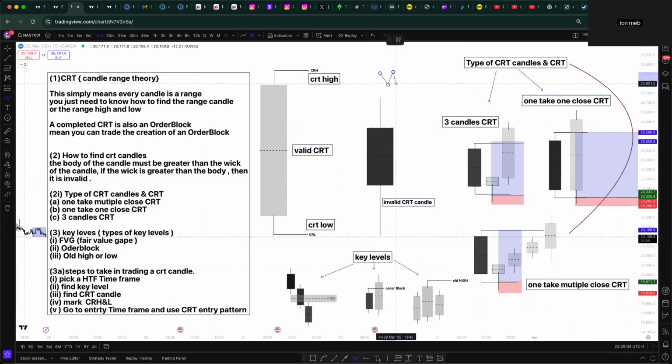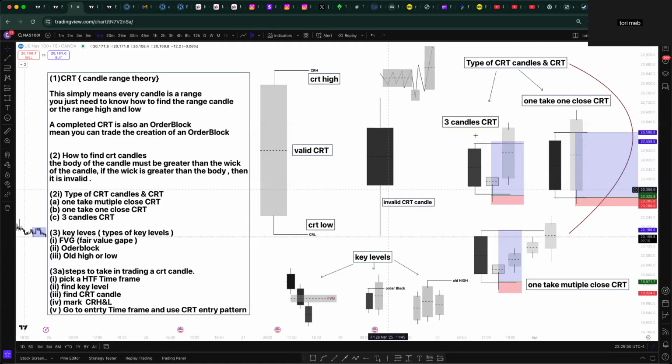This is just the basic accumulation, because I told you every candle is a range. Now, this second candle here is doing the manipulation of the first CRT candle. This range is a CRT candle. This other candle is a manipulation candle, so it's manipulating the low of the range, and then it closes above. And then we have this third candle as the distribution candle to go higher. So this is the basic accumulation, manipulation and distribution.